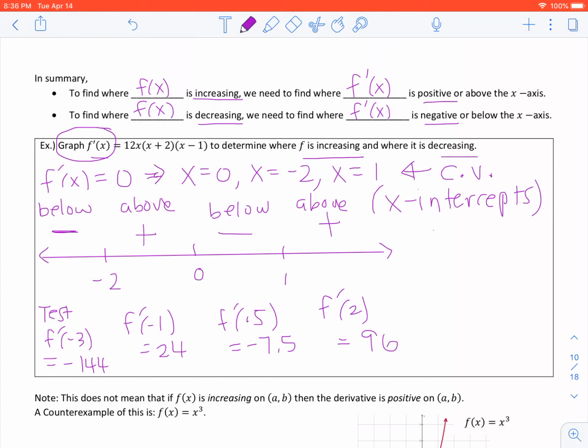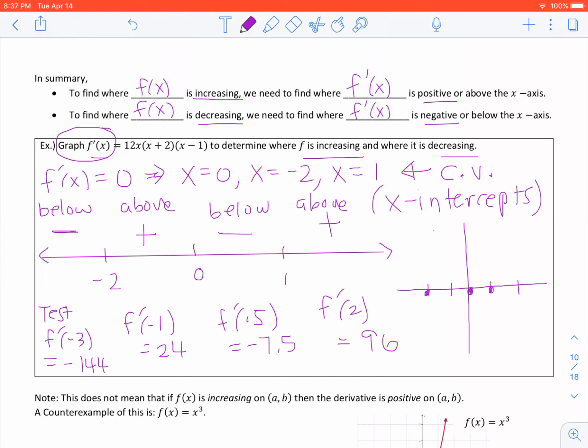So the next thing is it wants us to graph, and then it also wants us to determine where f is increasing and where f is decreasing. So let's go ahead and graph first. And I'm going to go ahead and put our x-intercepts on. So we have an intercept at -2. We have one at 0. And we have one at 1.